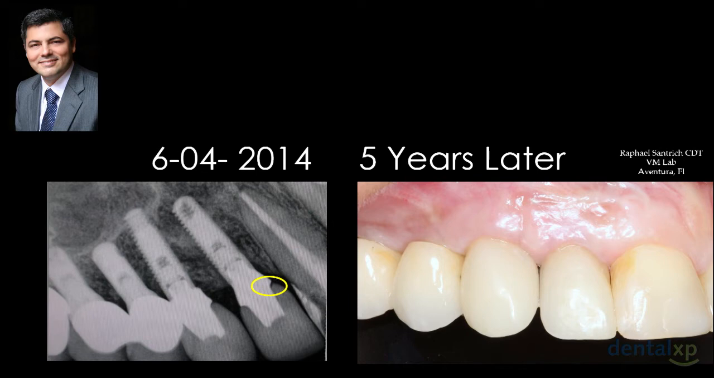So this crown had come loose. The patient came back, and anytime that we're going to deliver a crown, we first sit the crown, make sure that it's going all the way down, because sometimes the soft tissue doesn't let the crown go down. So at this point, the crown had not completely seated into place.